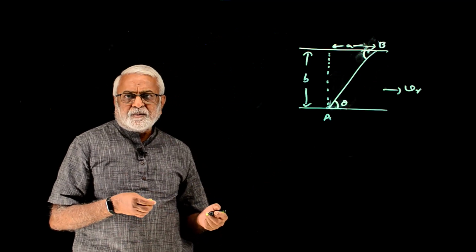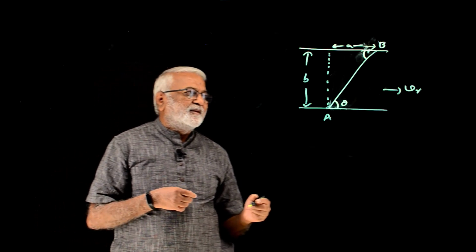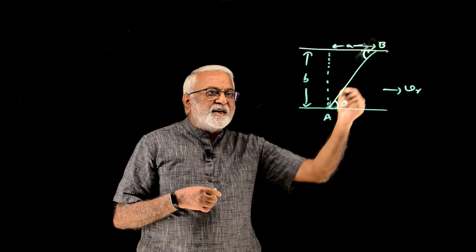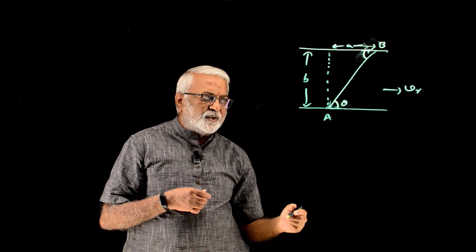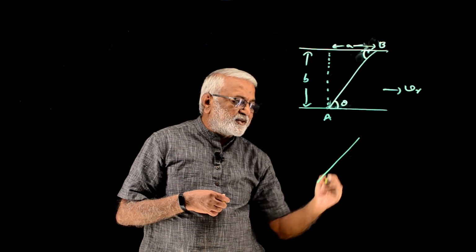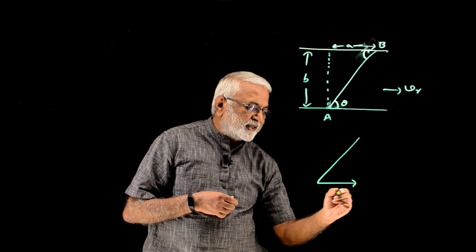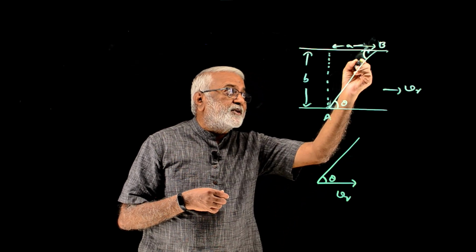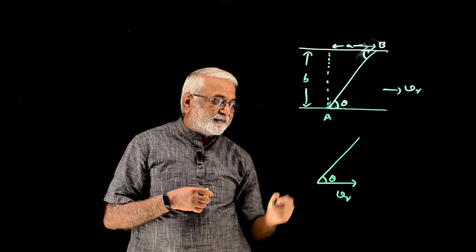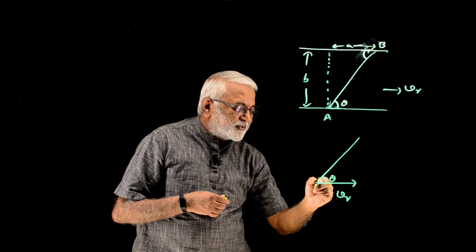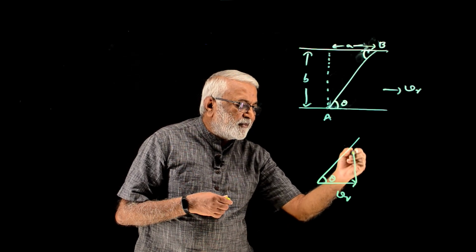Let's solve the problem in a different way. The vector sum of VR and VB must be along the line AB. That's the line of motion. So if this is the line of motion, say this line, then VR is like this, and makes an angle theta here. Theta is known to us. Tan theta is B by A.